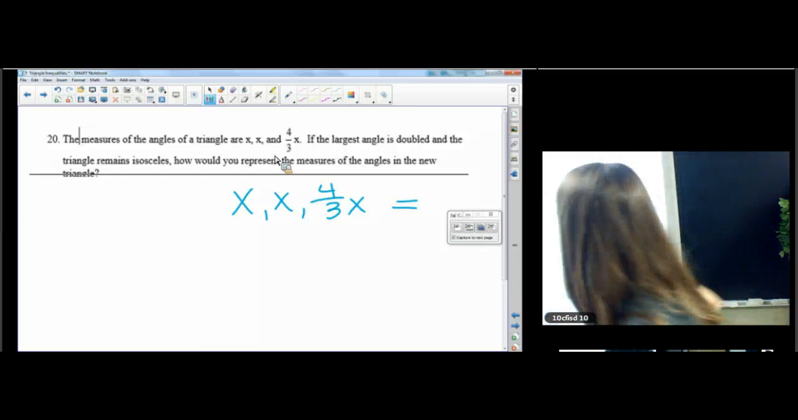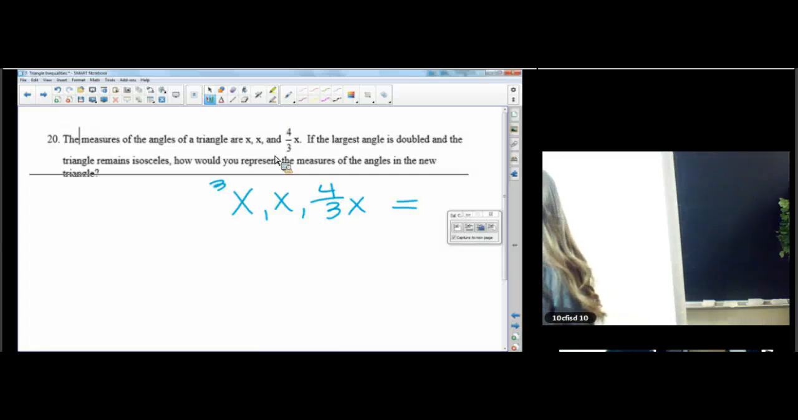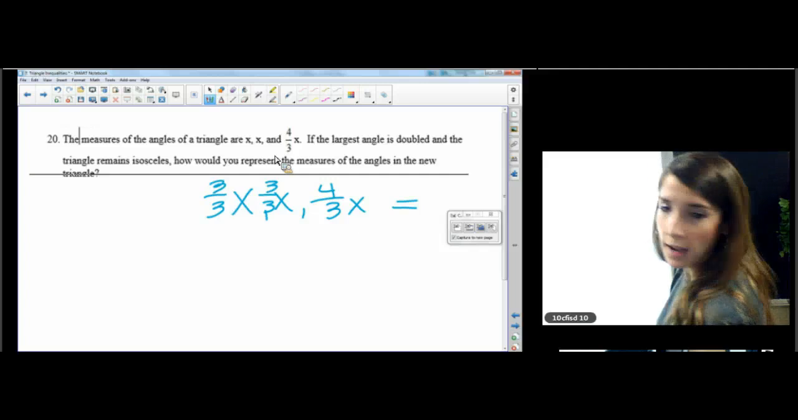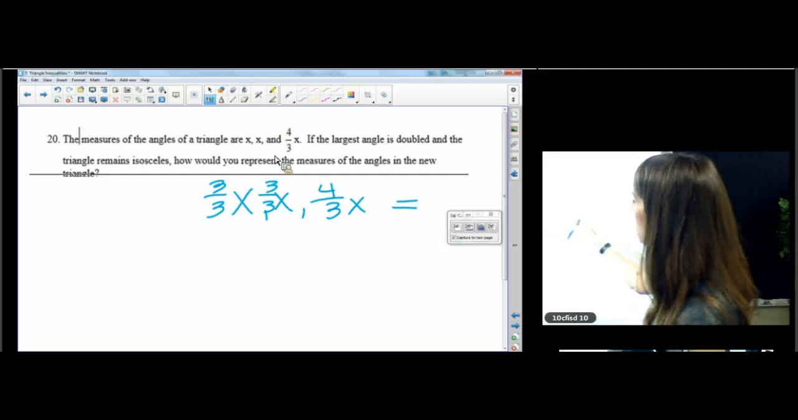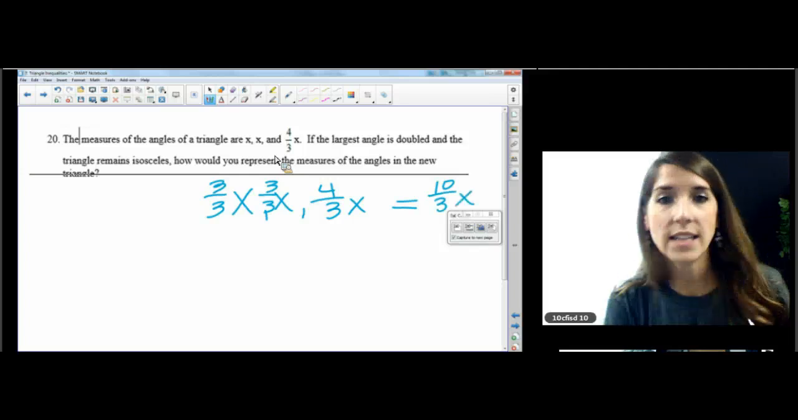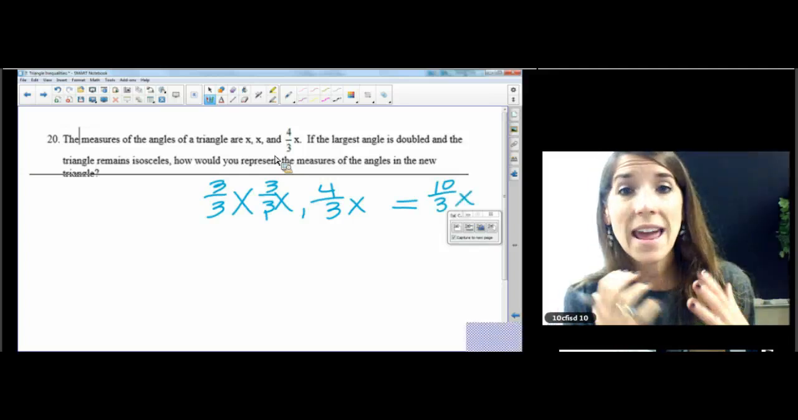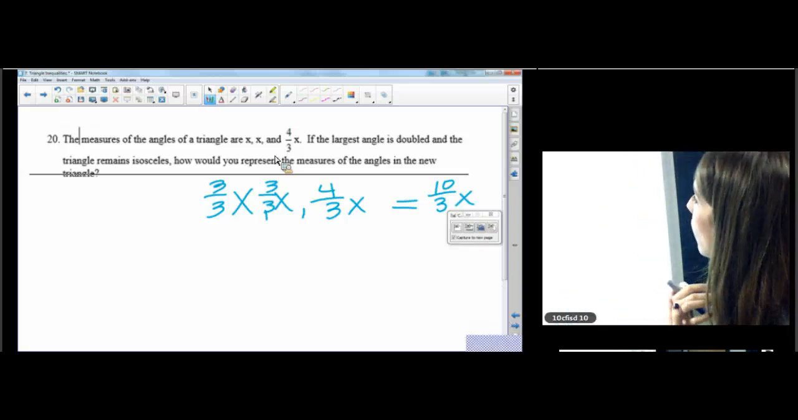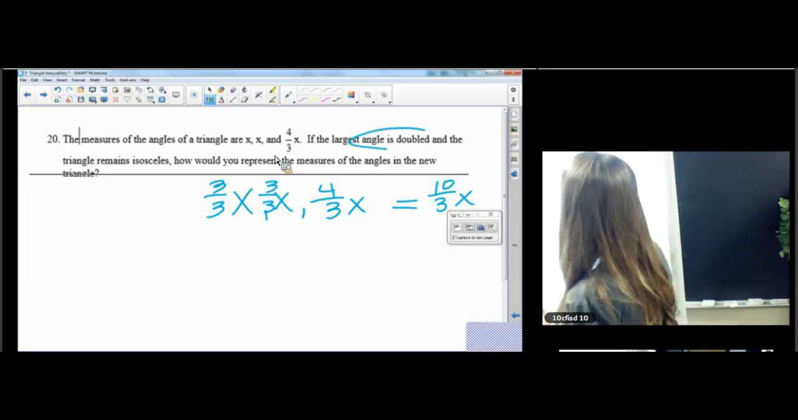So that's like saying 3/3 x plus 3/3 x plus 4/3 x, right? If you get a common denominator. So 3 plus 3 plus 4. So if you add those together, you get 10/3 x. We need to maintain that sum when we do things to our angles. The largest angle is doubled.